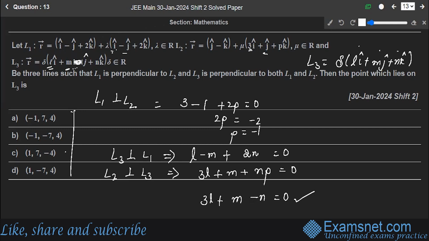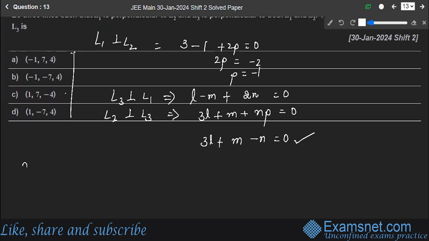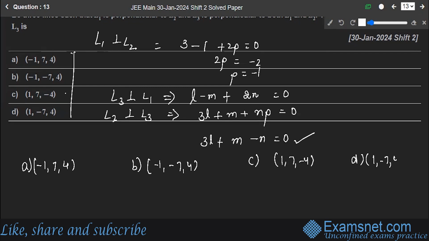Let's see for the first one, minus 1, 7, and 4. Let's write the second, minus 1, minus 7, and 4. C part, 1, 7, minus 4. And the D part, 1, minus 7, and 4. Okay, so this will make it minus 3 plus 7 plus 4. This is not equal to 0. So this is not the answer.